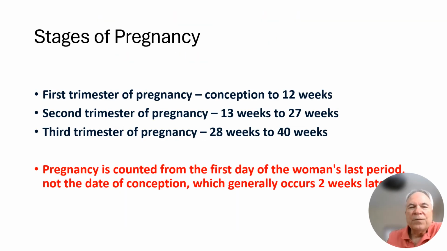All right, so getting back to fetal development, we're just going to identify the trimesters of pregnancy. First trimester is conception to 12 weeks. Second trimester is 13 weeks to 27 weeks, and the third trimester is 28 weeks to 40 weeks. It's a little confusing how they count the weeks of pregnancy. It is usually counted from the first day of the woman's last period, not the day of conception. The date of conception is usually around 2 weeks after the woman's last period. So actually, the first 2 weeks of pregnancy don't really exist.